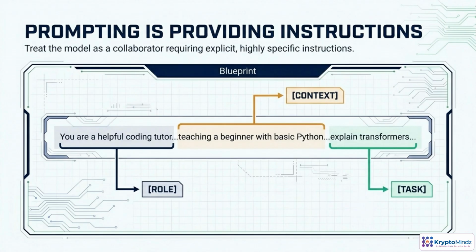A prompt is like giving clear instructions to a smart coworker. You describe who they should be, what you need, and how the answer should be structured. For example, "You are a helpful coding tutor. Explain transformers in 2 short paragraphs for a Python beginner using bullet points." That level of specificity consistently beats vague, one-line requests.